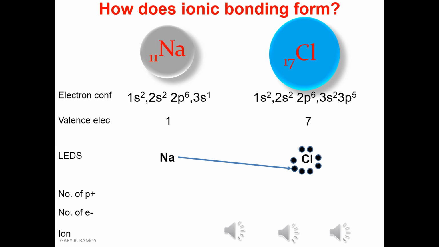Following the octet rule, an atom is only stable if it has 8 valence electrons at the outermost shell, or in short, if its valence electron count is 8. So let us analyze whether sodium and chlorine are stable. Since sodium has 1 valence electron, following the octet rule, it is not stable. Since chlorine has 7 valence electrons, it is also not stable. For sodium and chlorine to become stable, one of them has to give its electron and one of them has to receive an electron.